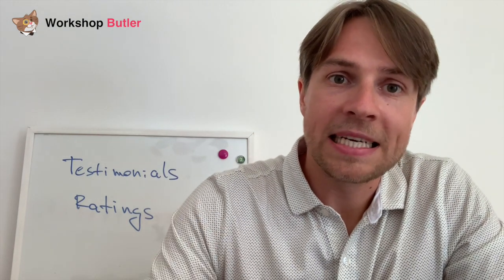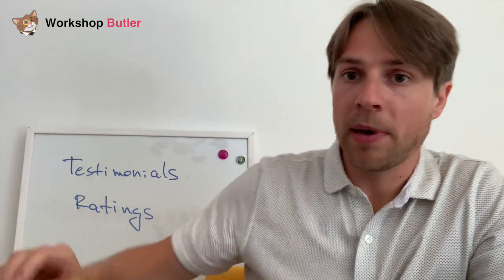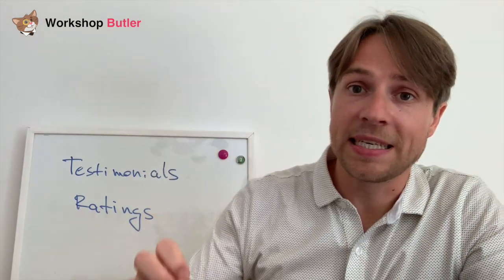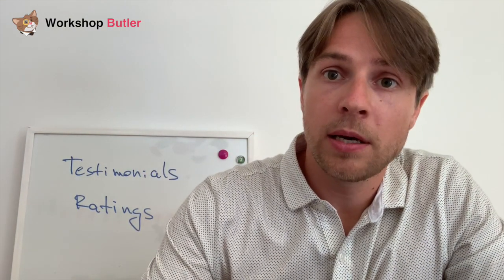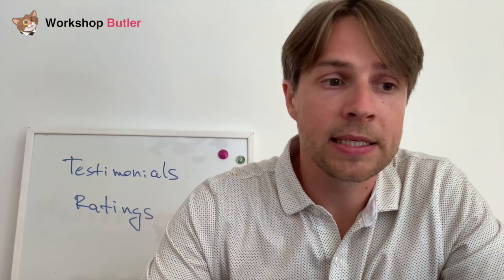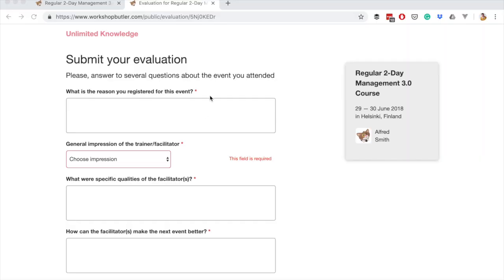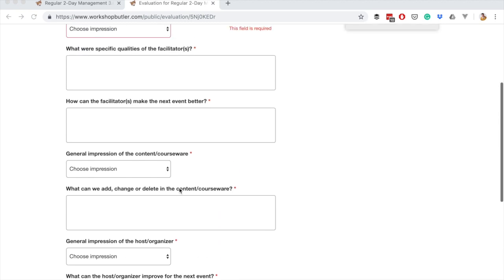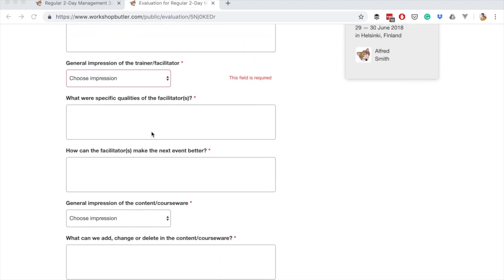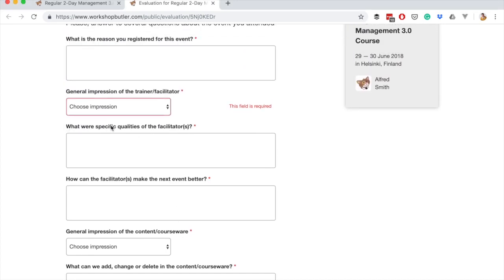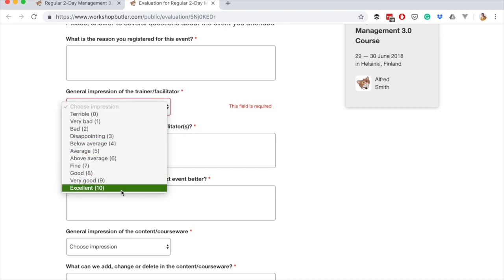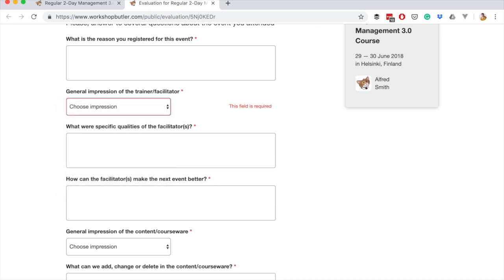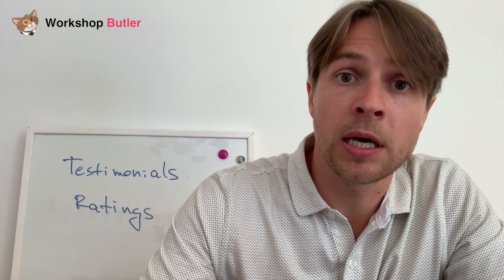So the second way of using collected feedback is through ratings. Each evaluation has several questions. Some of these questions are open, like what were specific qualities of a trainer. Other questions have a predefined set of answers. For example, a student can select an answer from terrible to excellent, rating a trainer.